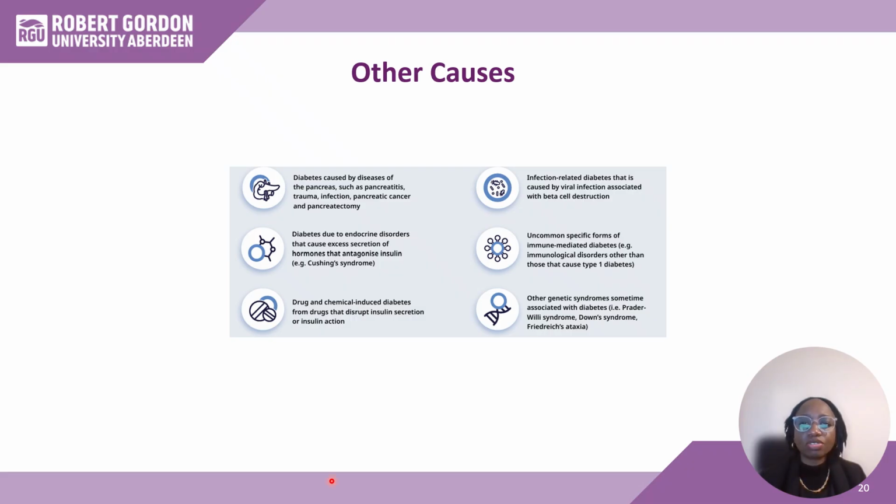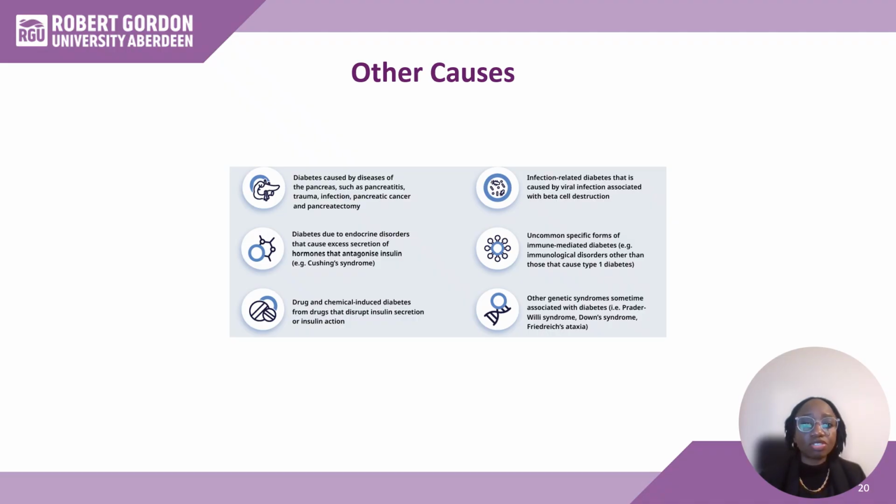So there are also some other causes of diabetes as listed here. It can be caused by diseases of the pancreas, which I think I've mentioned already. Also, it could be endocrine disorders. It could also be genetic syndromes, or chemical induced. Right, so there are others here that have been documented over the years. Again, there's still a lot we need to learn about diabetes.